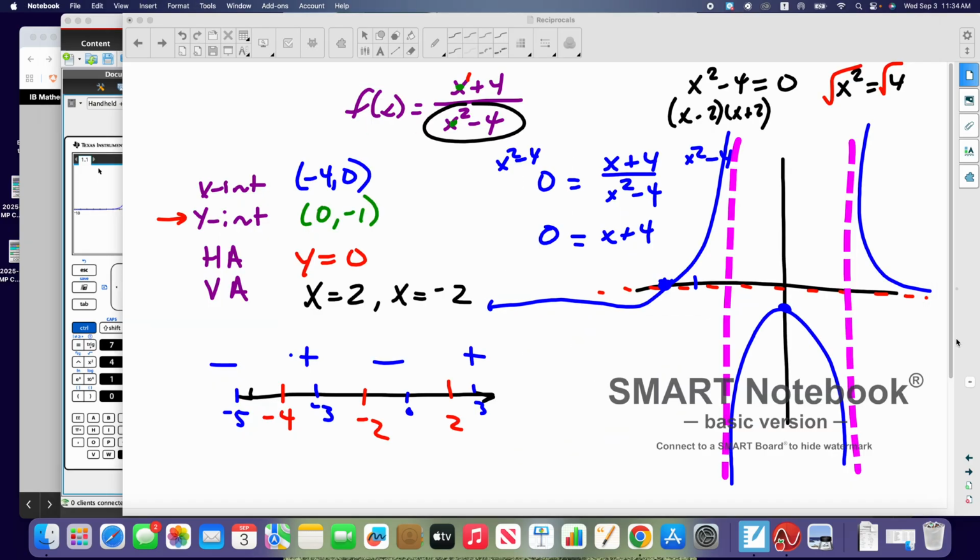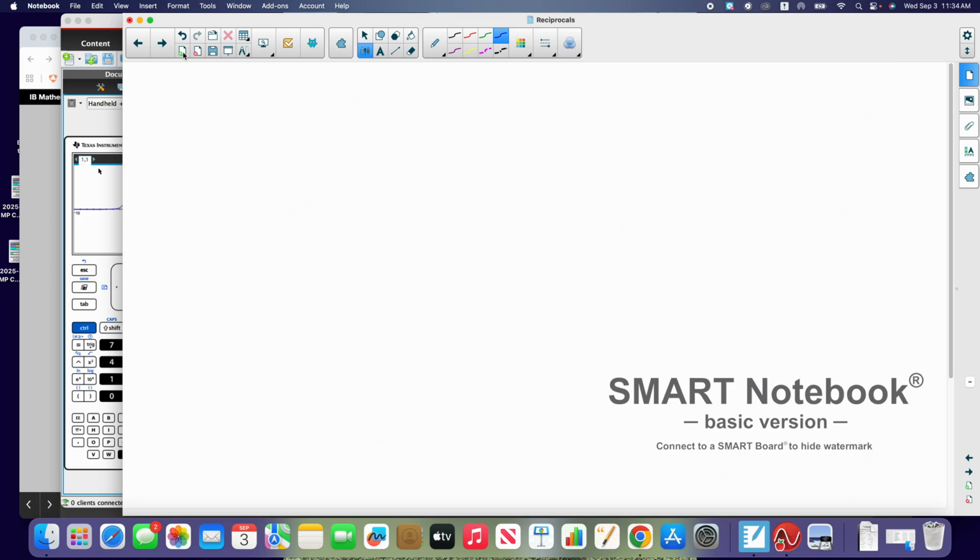I'm going to do another problem real quick. Here is the next one: x squared minus x minus 6 over x minus 3. And I'll do this one a little bit backwards. I'm going to do this one in the calculator first, and then we're going to go back and look at what it looks like by hand. Okay?